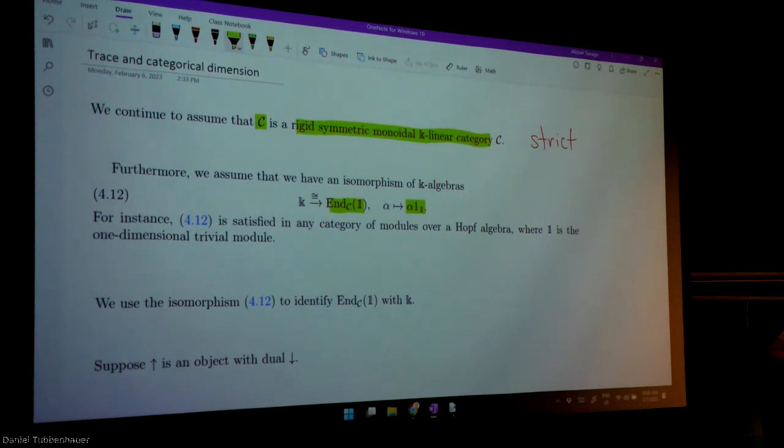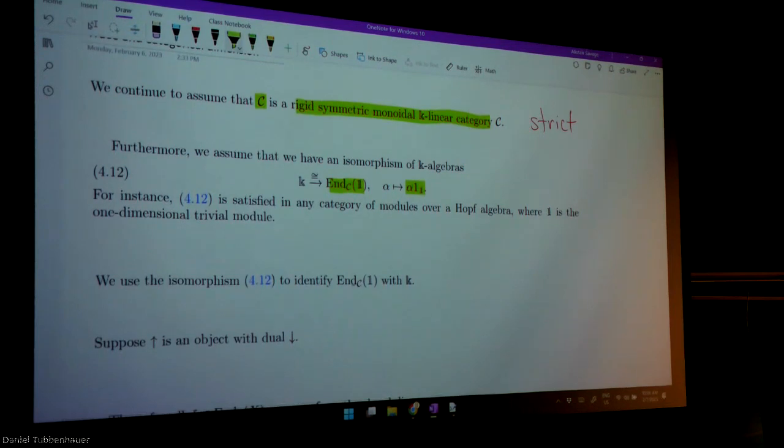This is a pretty natural assumption from the point of view of representation theory, because usually this unit object is the trivial representation, which is the one-dimensional representation, and its endomorphism algebra is just a copy of the field. Right? So in all our applications to representation theory, this assumption is satisfied. So it's not so strict an assumption for us. And we'll use this isomorphism to identify this endomorphism algebra with the ground field. So we'll identify an element of the field with the map of multiplying by that element.